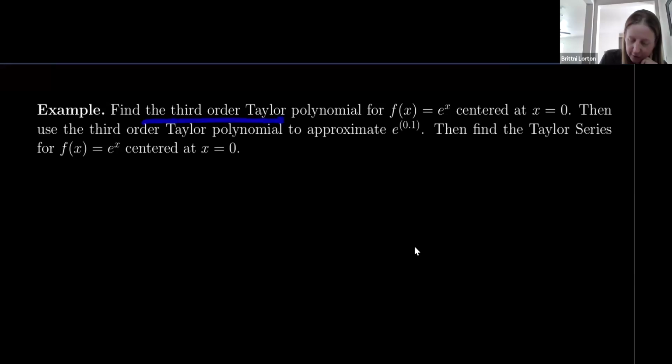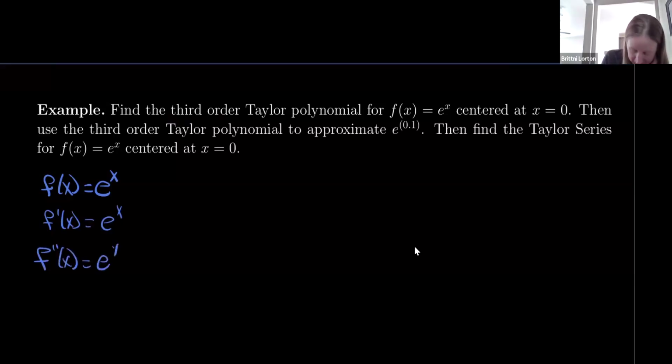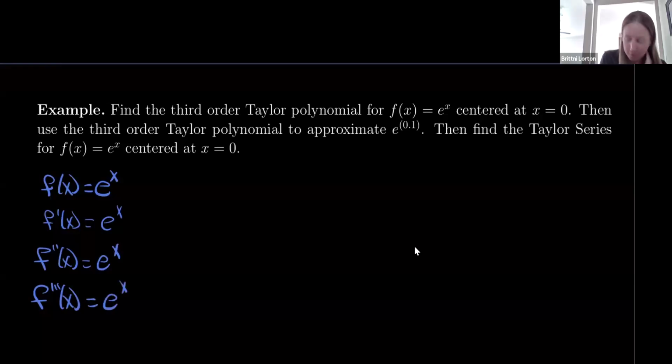Let's start at the beginning. First thing it asks for is a third order Taylor polynomial. So I'm going to need 3 derivatives. So I write out the original. You always need the original as well as the derivatives. Always need all of them. So f of x is e to the x. F prime is e to the x. F double prime is e to the x. F triple prime, you can imagine how simple this one would be, which is great.